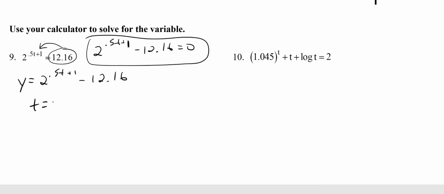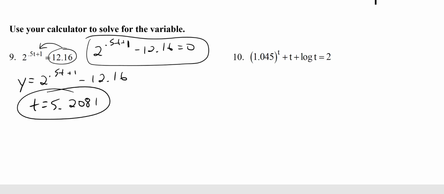t equals 5.2081. Now you could have solved it with logs, no question about it. You did, and that's the way I would choose to solve it if I was given a problem like that and it said you could solve it any other way.